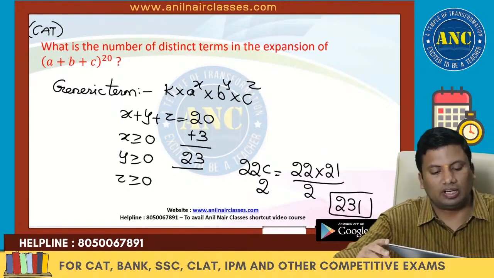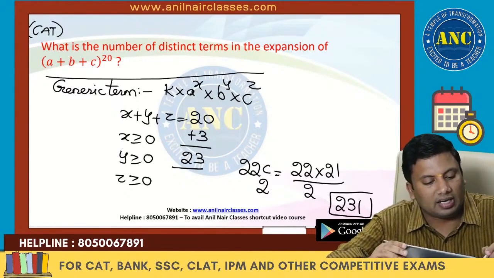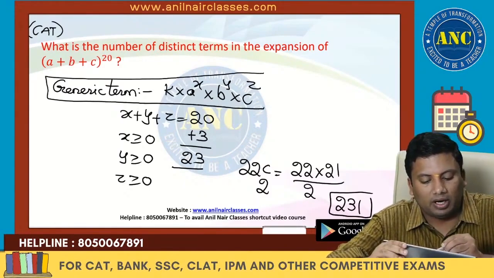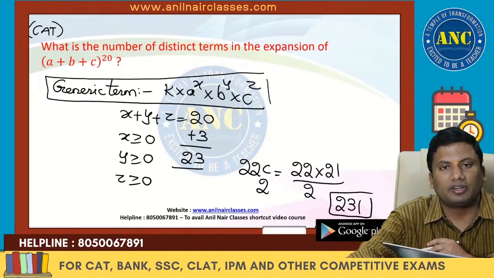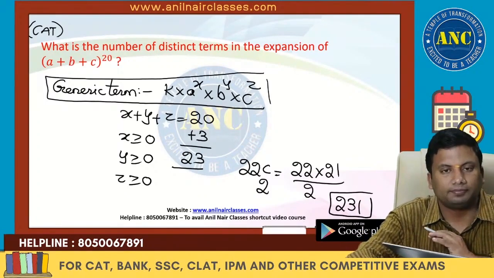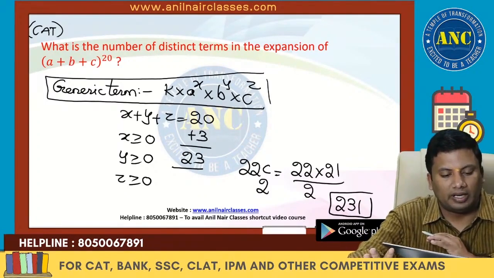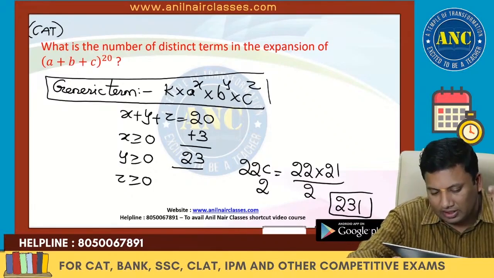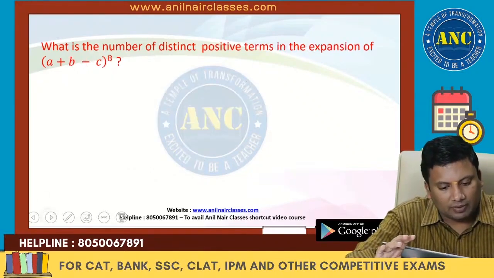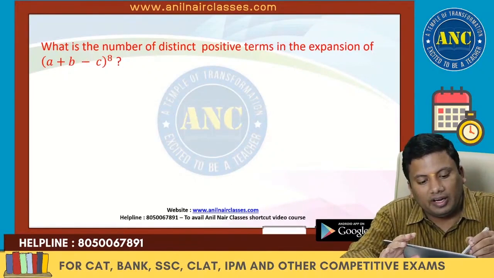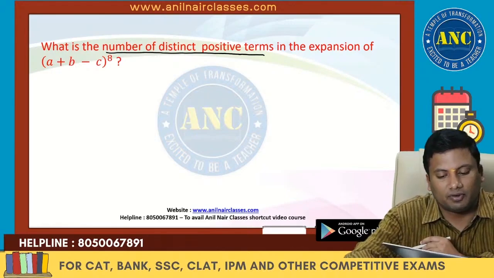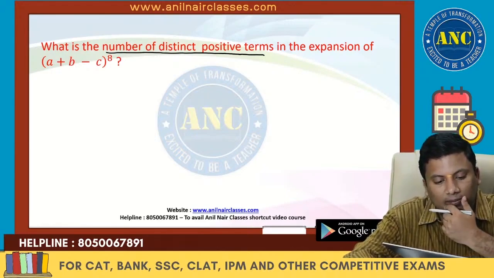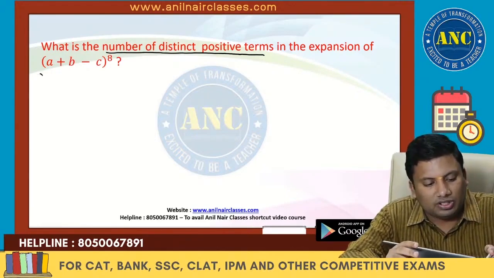The answer is 231. I hope the idea is clear how to find the number of terms in the generic expansion, how to find the number of distinct terms. Now, how to find the number of distinct positive terms? Another variety of question: how to find the number of distinct positive terms?